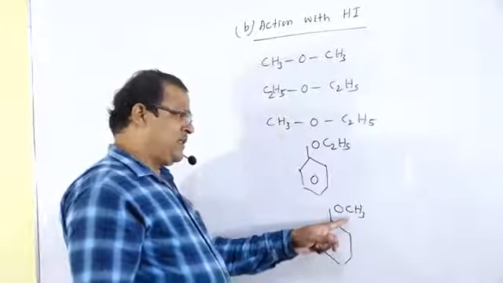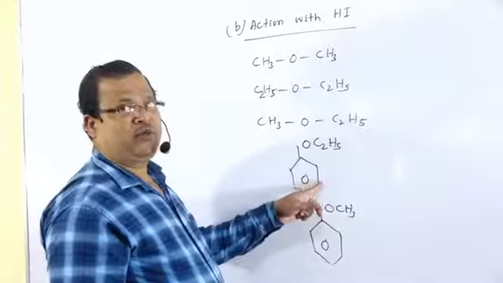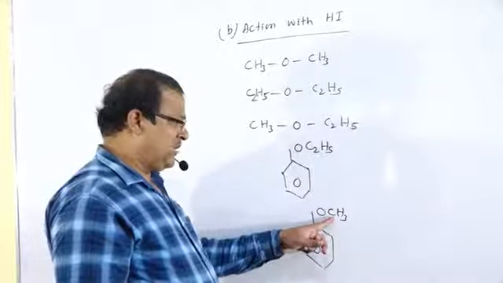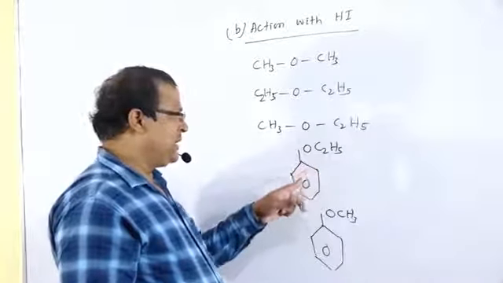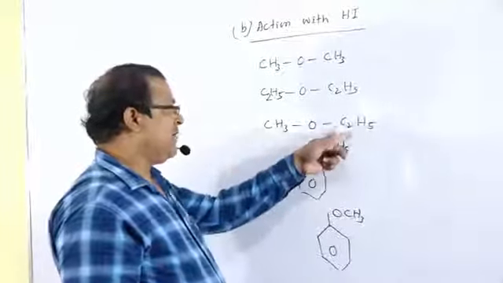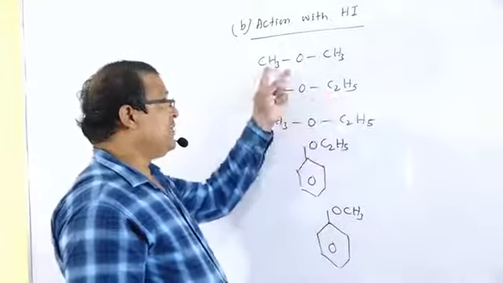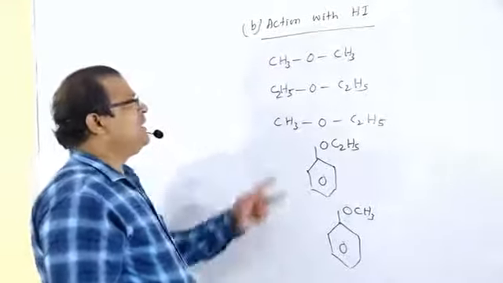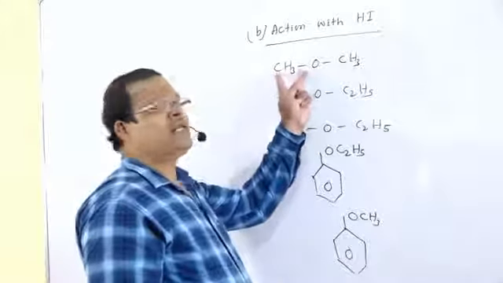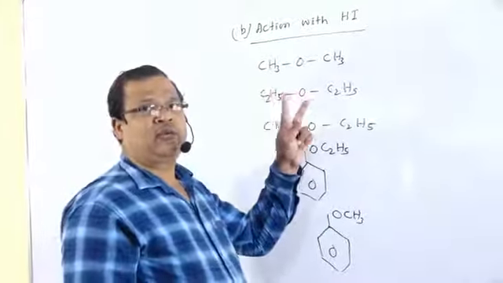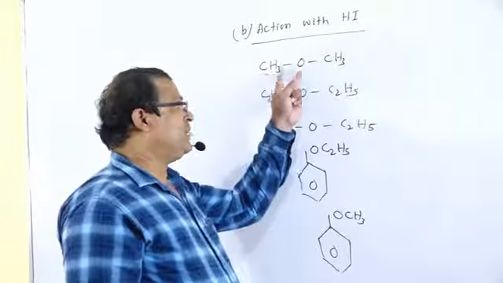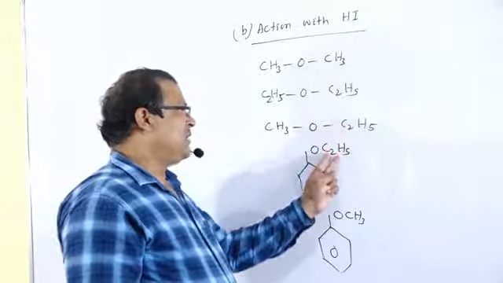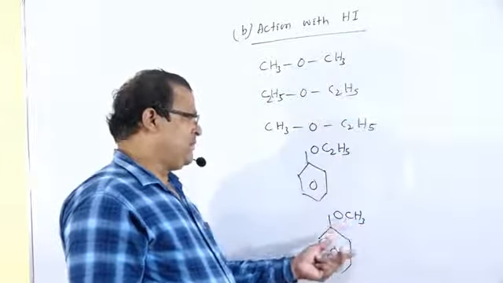This is known as anisole, this is known as phenetole. Anisole, phenetole, that is methoxybenzene, ethoxybenzene, methoxyethane, ethoxyethane, methoxymethane. So this is regarding the IUPAC names, that is alkoxy alkane. The less carbon-containing alkyl group is known as alkoxy. So that is methoxymethane, ethoxyethane, methoxyethane, ethoxybenzene, methoxybenzene.